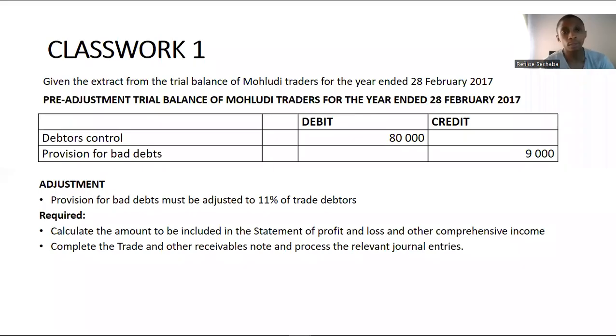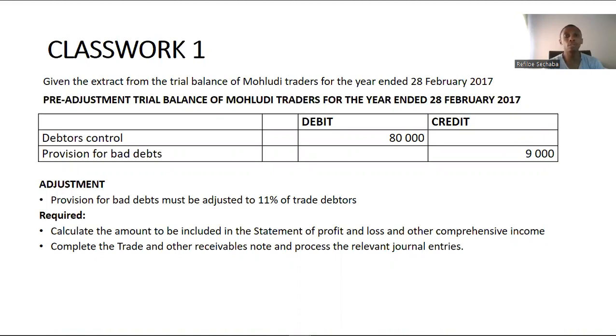In classwork 1, note that we have a pre-adjustment trial balance dated the 28th of February 2017. Our debtors control is sitting at 80,000. Provision for bad debts is sitting at 9,000. So the provision for bad debts must be adjusted to 11% of trade debtors.